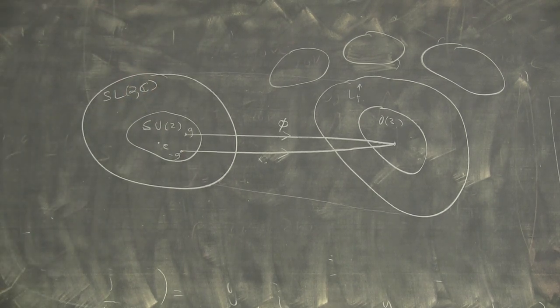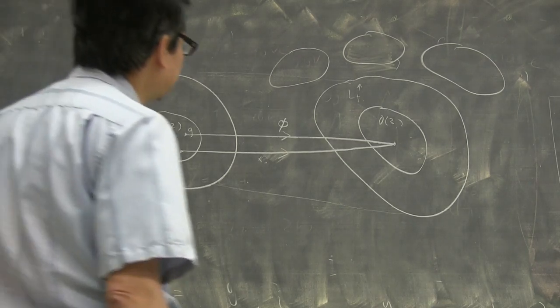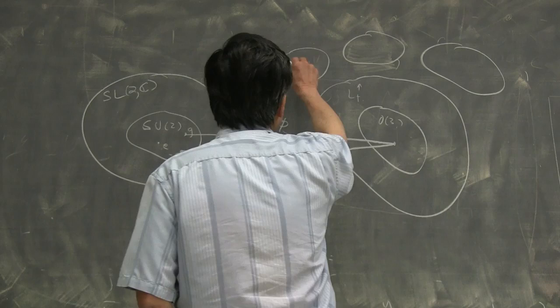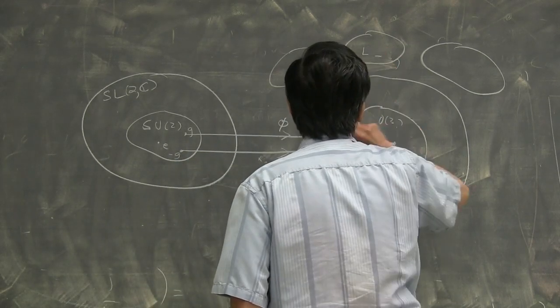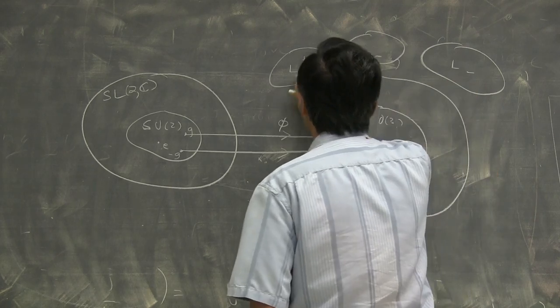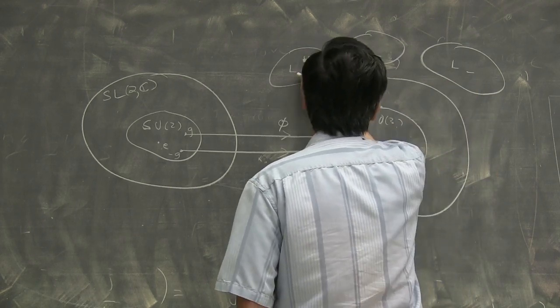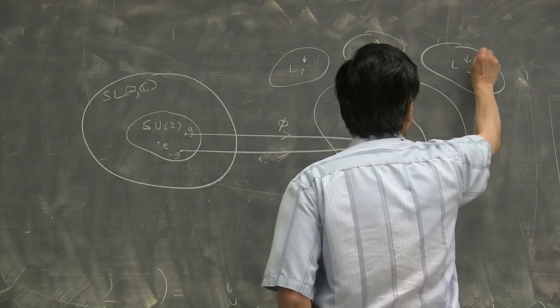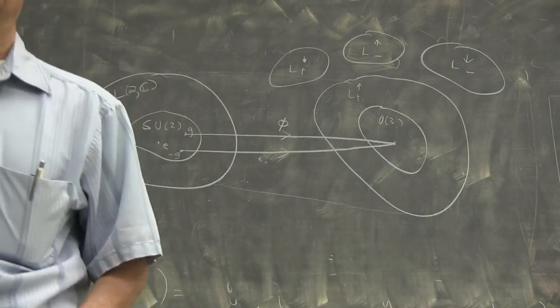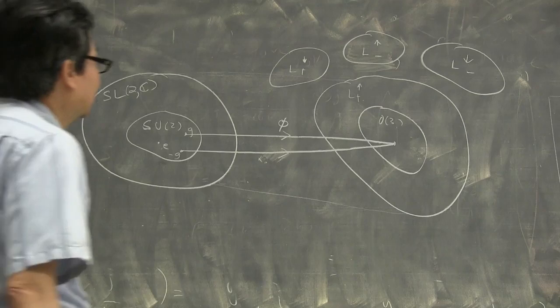What's happening in here in terms of the different mathematical objects that are involved. So this may be S plus down, this may be L plus, we have L plus up, L plus down, L minus up, L minus down like that. Okay?